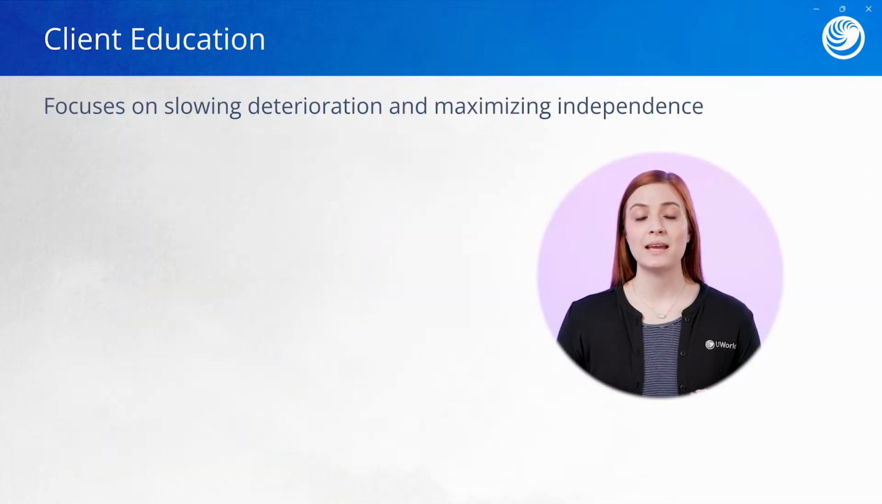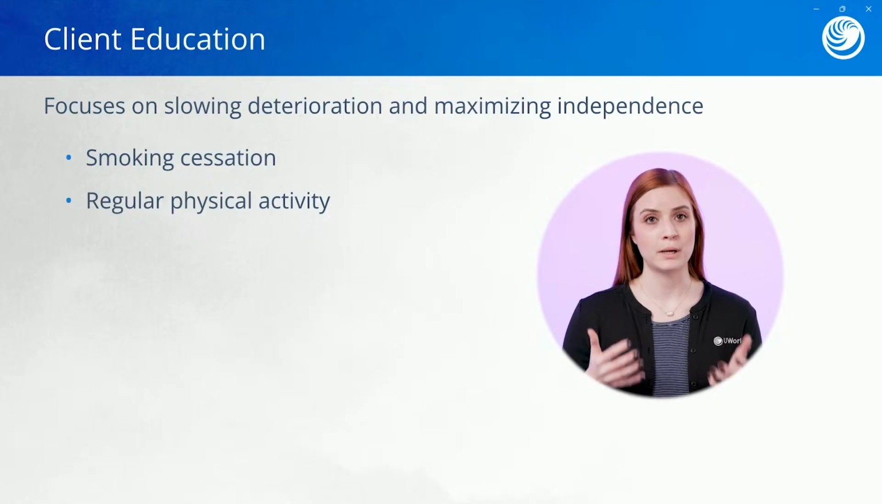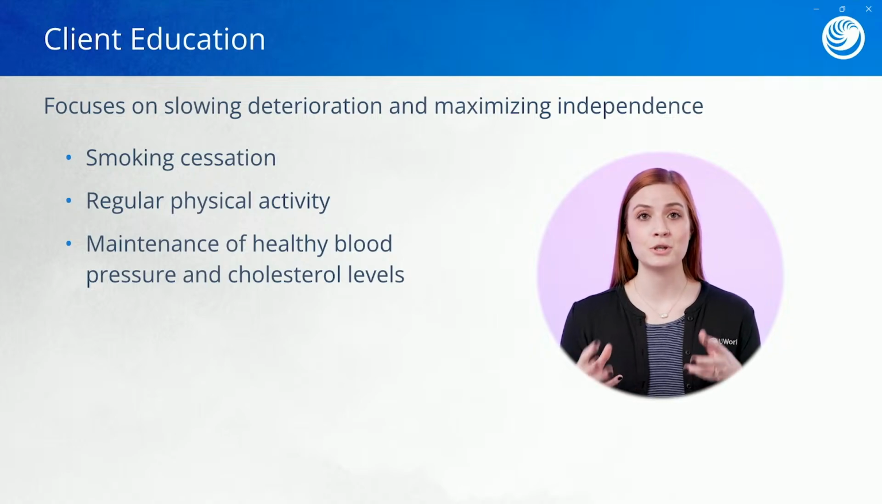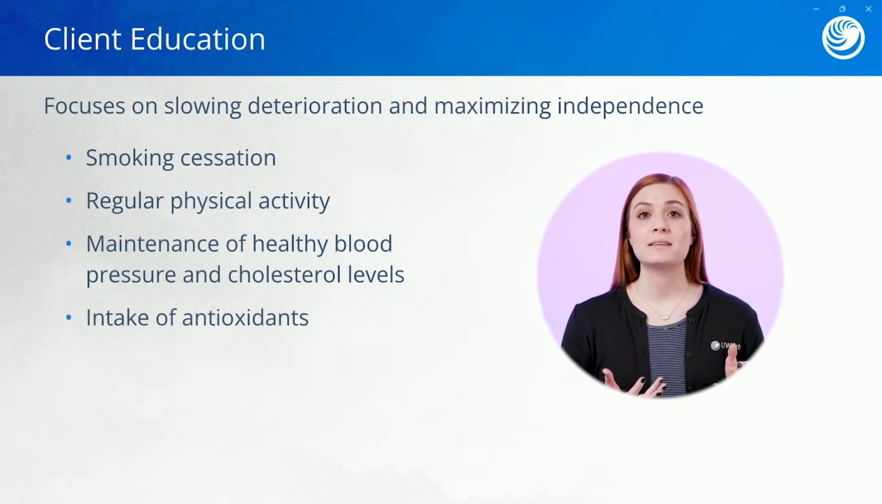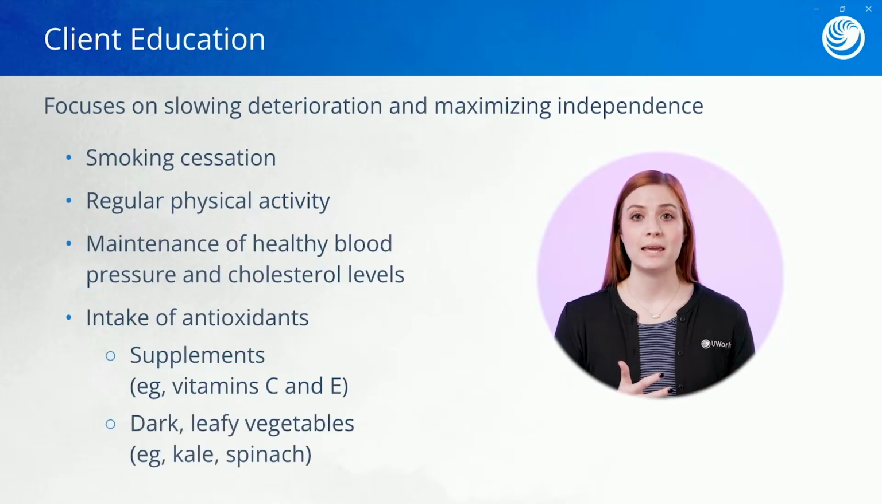Because AMD is progressive and chronic, we can't stop what's happening. Instead, we need to focus on slowing the deterioration and maximizing clients' independence. To help preserve vascular integrity in the eye, smoking should be discouraged. Regular physical activity should be encouraged to promote blood flow, especially to the eyes, and clients should maintain a healthy blood pressure as well as cholesterol levels. High cholesterol levels can contribute to drusen buildup, and increased blood pressure can cause additional hemorrhaging of blood vessels in the eye. Clients need to increase their intake of antioxidants. They may take supplements such as vitamin C or vitamin E, and they should increase their intake of dark leafy vegetables like kale and spinach.